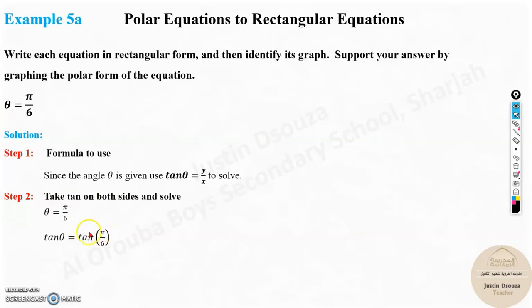Now what next? Put this in the calculator. Instead of pi by 6, you can use 30 degrees. You can try this: 180 by 6 is 30. So tan 30 will be root 3 by 3. And over here, tan theta is y by x. Now, always remember, don't keep y and x on one side. The rectangular equation generally will be in terms of y equals something times x. So all you need to do is take this x to the other side. y equals root 3 by 3 x.